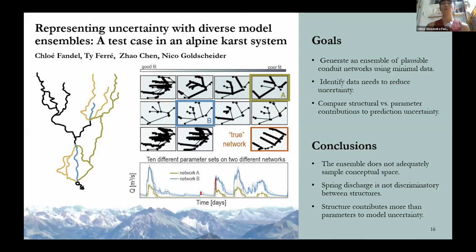modeling efforts have dedicated most of the computational resources to parameter estimation and understanding parameter-based uncertainty, this result really tells us that understanding the structure and the uncertainties associated with structure are possibly more important, and that it's worth devoting time and resources to exploring multiple different structures as well as multiple different parameters.